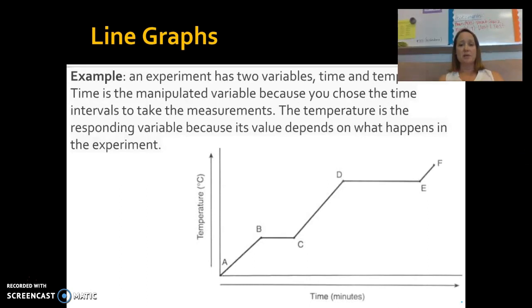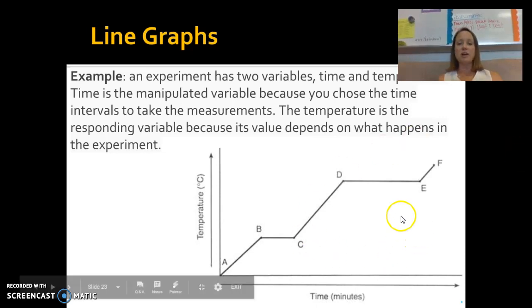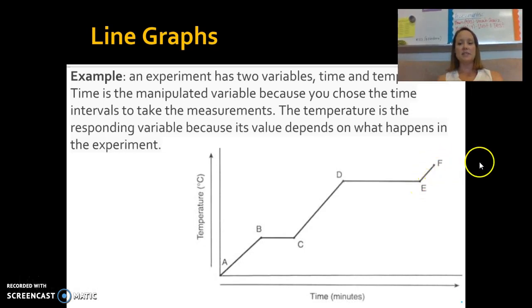In this experiment, there are two variables, time and temperature. Time is a variable that's being manipulated because that's what we're changing. As time passes, we're recording measurements of temperature. We can break this graph down. If you're describing what happens, you would say from A to B, when time increases, temperature increases. From B to C, there is no change in temperature, or the temperature stays the same. C to D, we see an increase. D to E, once again, is constant. E to F, we see an increase.